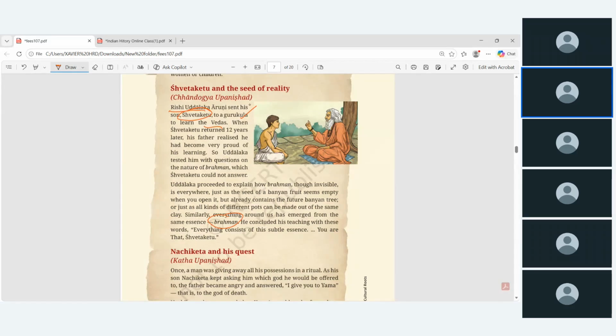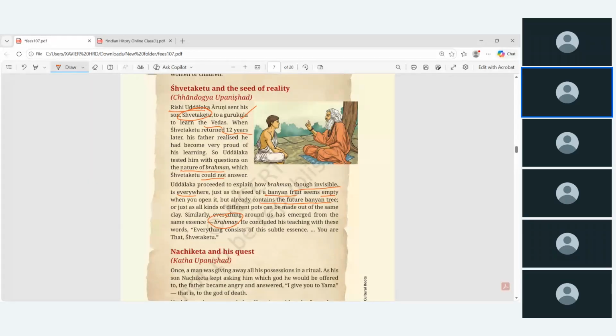After learning the Vedas for about 12 years, he wanted to test his knowledge. So he asked him questions on the nature of Brahman, and he was not able to answer. Uddalaka, his father, the Rishi, explained how Brahman, though invisible, is at the same time everywhere. He explains this with a seed of a banyan fruit. If you break it open, it looks empty, but inside it contains the future banyan trees.